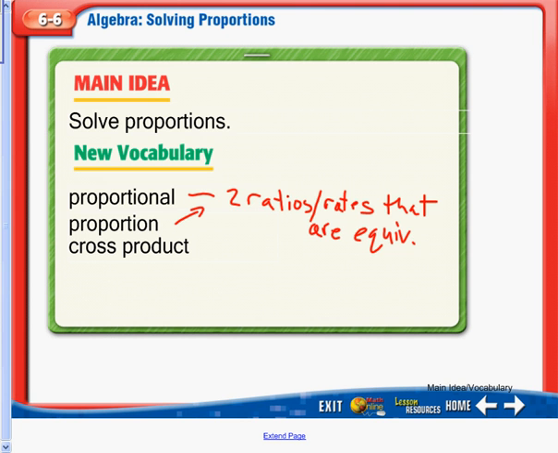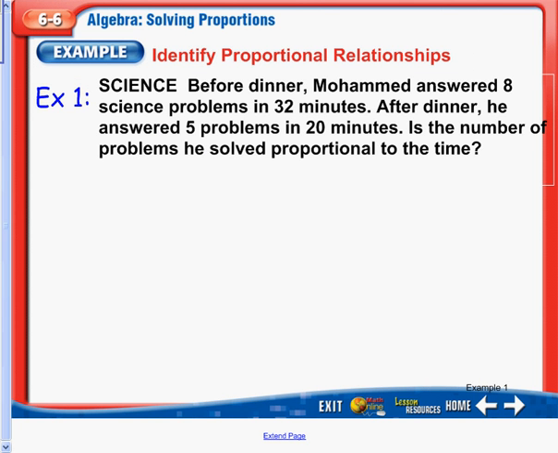And that actually tags along with proportion as well. Proportional is an adjective to describe if two ratios or rates are equivalent. We will do this by finding cross products, which again is cross multiplying. We're pretty familiar with cross multiplying, so we'll get right into a problem.